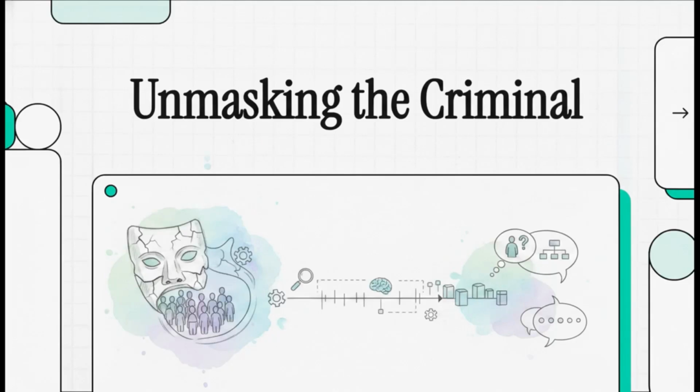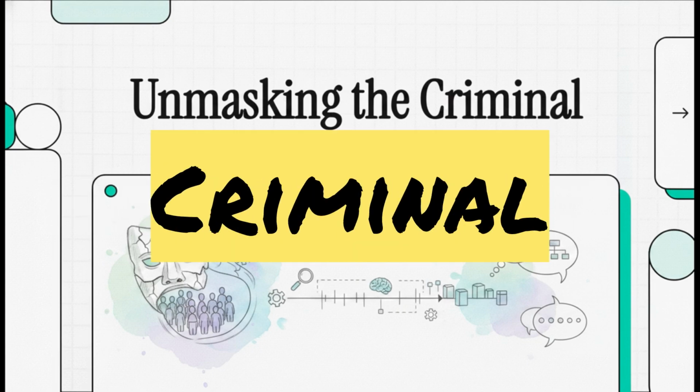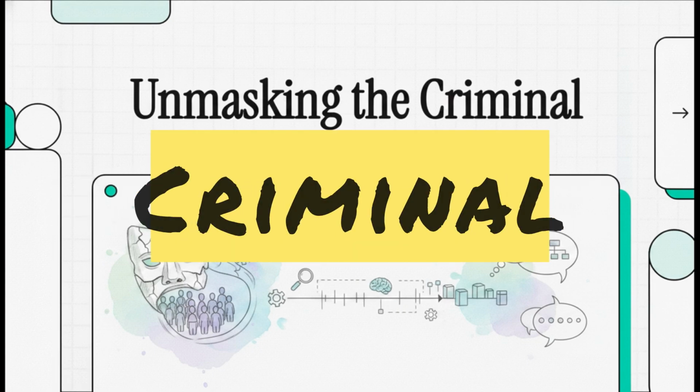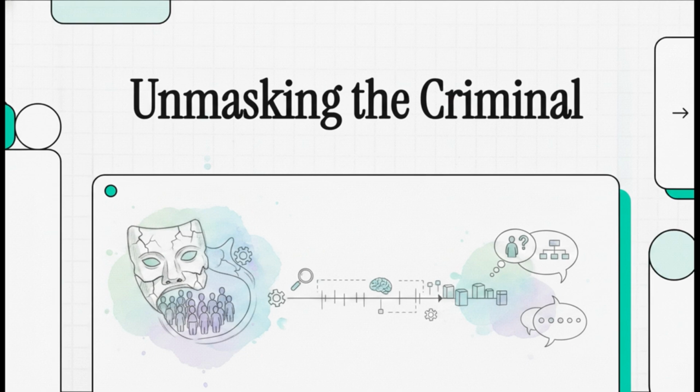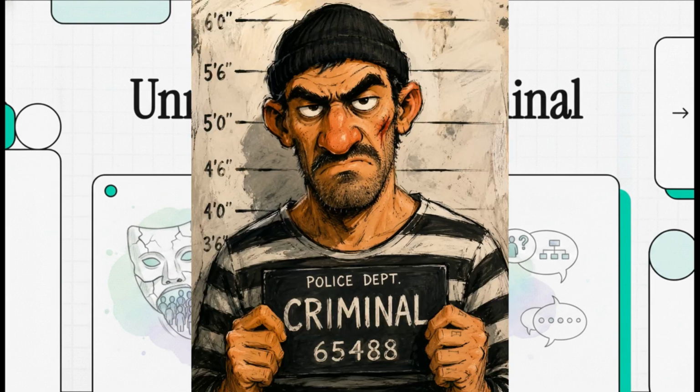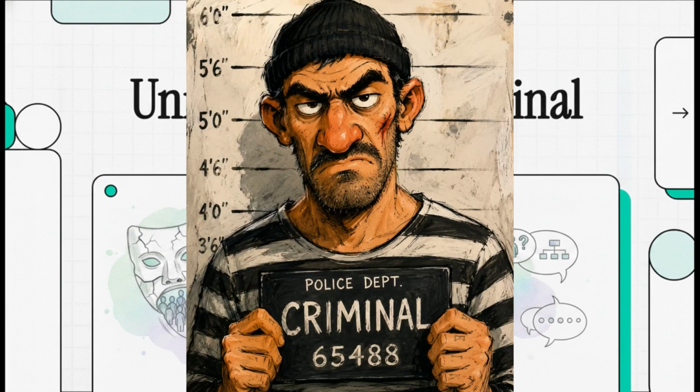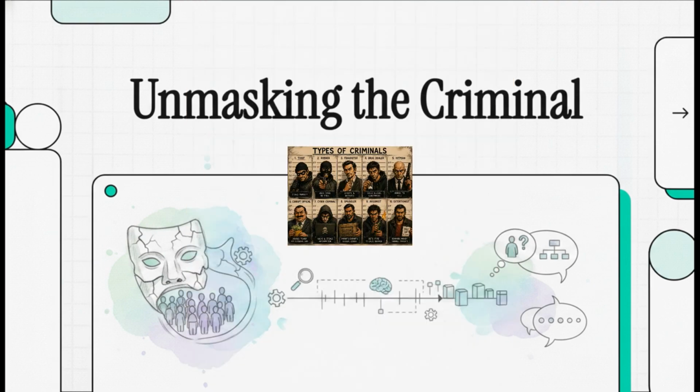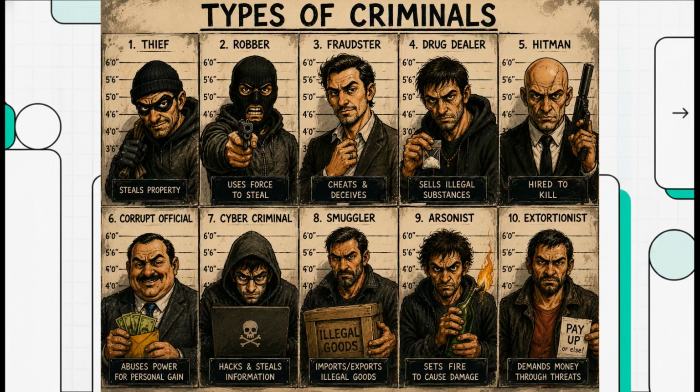Welcome to The Explainer. Today, we're going to completely break down this monolithic, one-size-fits-all idea of the criminal. Usually when we hear that word, our minds jump straight to a very specific, stereotypical image. But in the real world, behavior is incredibly nuanced. We're going to map out the true spectrum of offenders, literally ranging from a split-second bad decision all the way up to massive corporate syndicates.